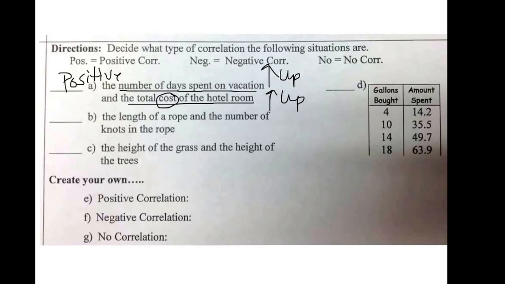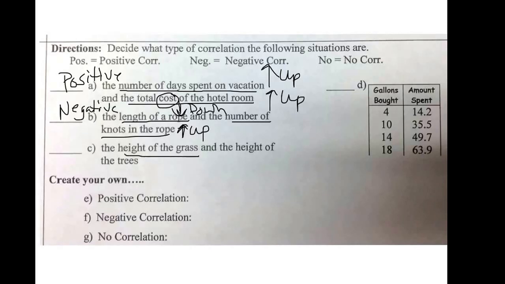The length of a rope and the number of knots tied. Think of it this way. If I take a rope and start tying knots in it, so if I make the number of knots go up, what's going to happen to the length of the rope? The length of the rope will start to go down because I'm using up all of my rope by tying the knots. So if one goes up and the other goes down, this is a negative correlation.